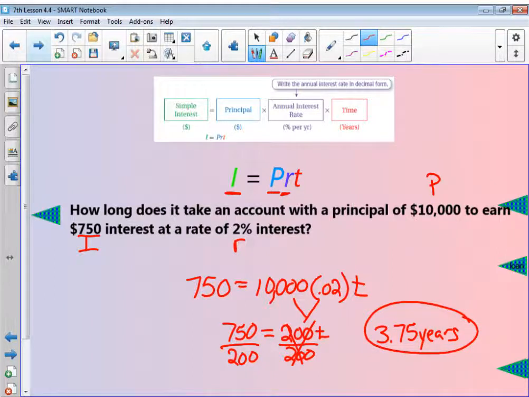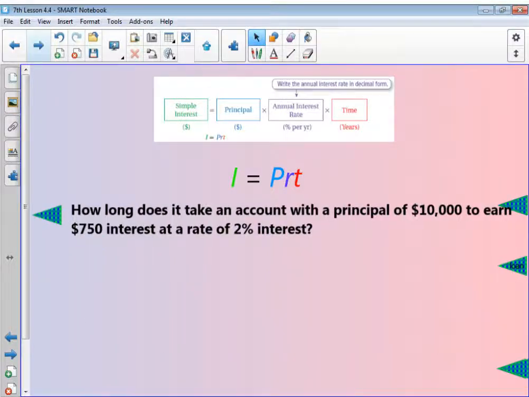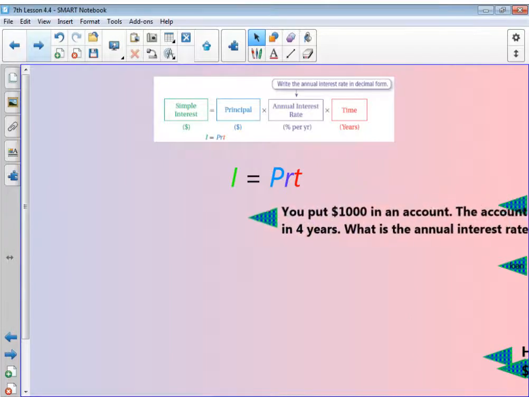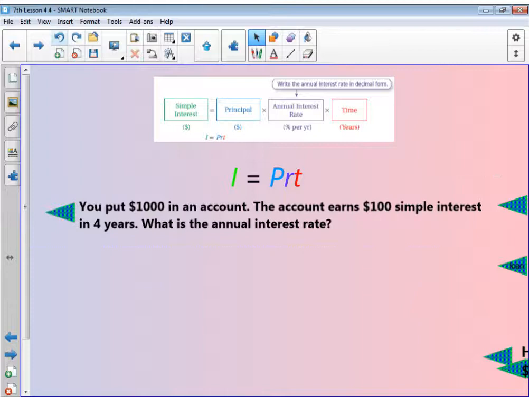Once again, identifying the information. All right, so let's go ahead and try another one of those where we're finding the year. You put $1,000 in an account. That's our principal, that's what we put in there. The account earns $100 simple interest. So this is our interest. In 4 years, there's our time. What is the annual interest rate? So this time they're asking us to find the interest rate.